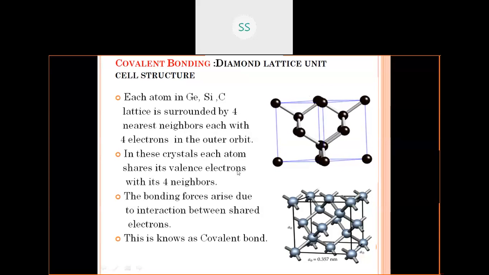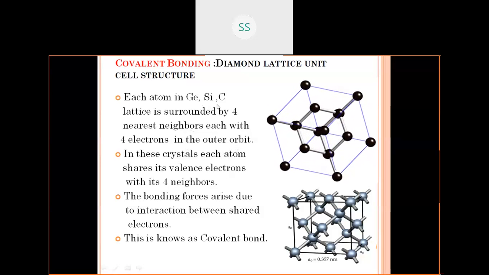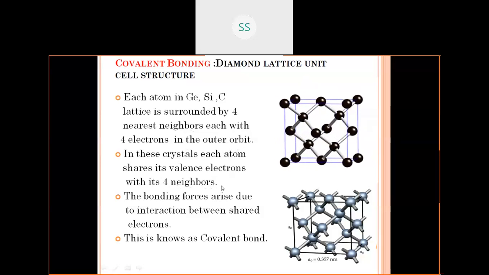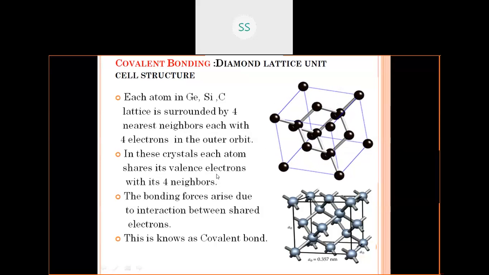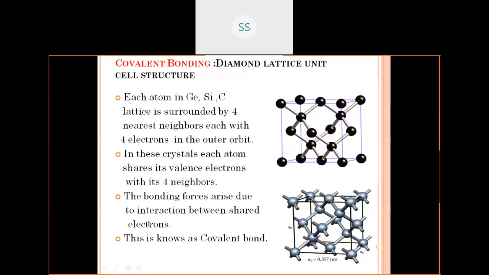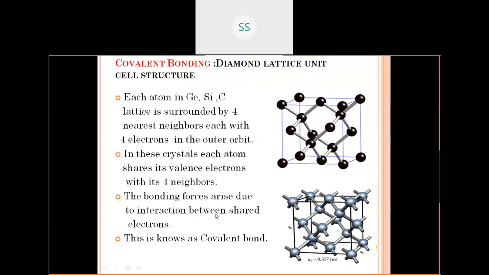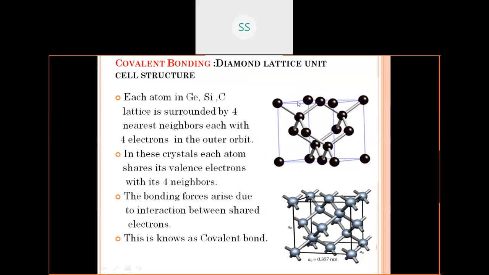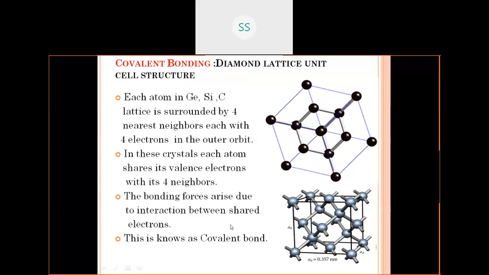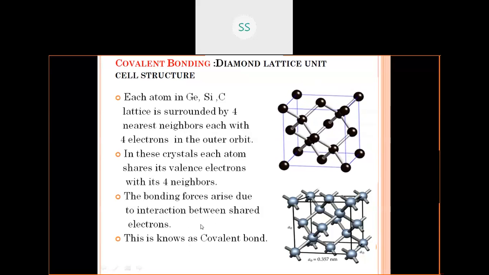In these particular crystals, like germanium, silicon or carbon, they share valence electrons with their four neighbors. Whatever bonding forces arise are due to the interaction between the shared electrons. That is the force that exists, known as the bonding force between the atoms, and it is because of the shared electrons. So this particular structure is known as covalent bonding.